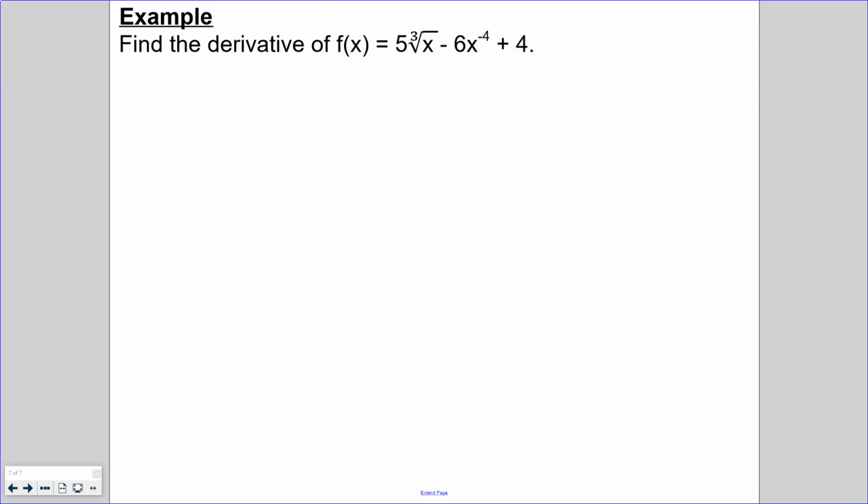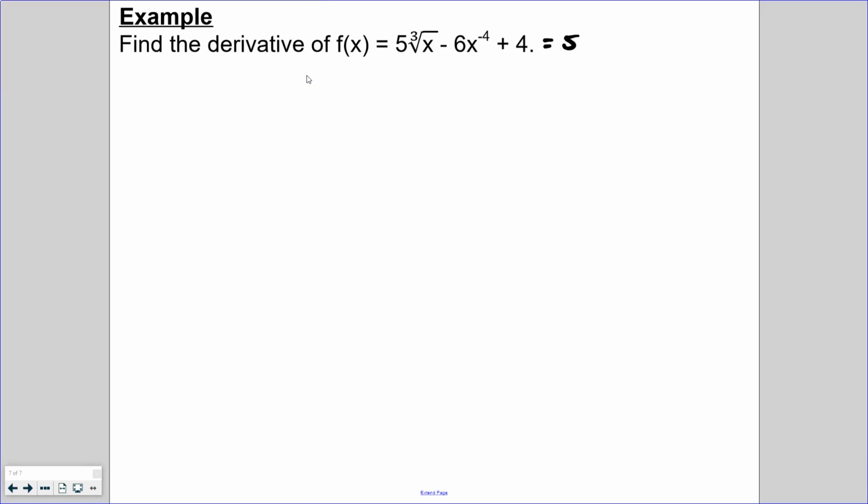Alright, let's try this again. f prime of x is going to be, and how do we take the derivative of radicals? So, maybe we can't just start off by taking the derivative. Looks like we're going to have to rewrite our function first.